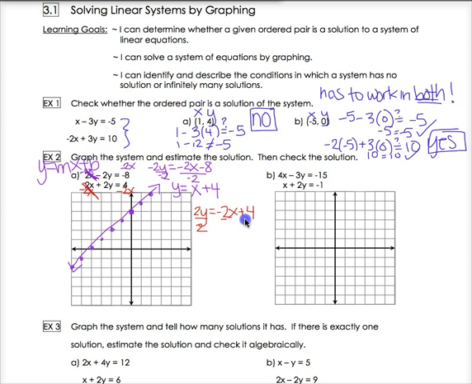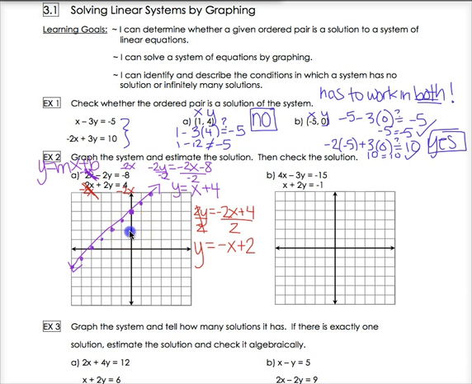So now I'm going to divide by 2. These cancel. I've got y equals negative 2 divided by positive 2 is negative 1, so negative 1x. So negative x, 4 divided by 2 is 2. So negative x plus 2.